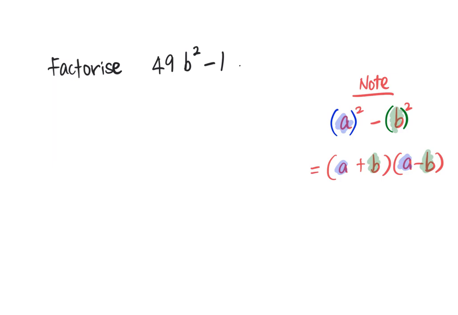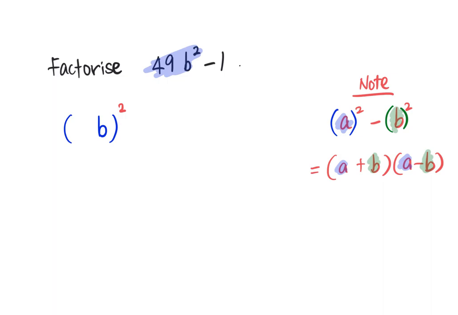So now, how do I get this 49B squared into this form? Bracket square. Alright, the B is pretty straightforward. B times B is B squared. What about my 49?